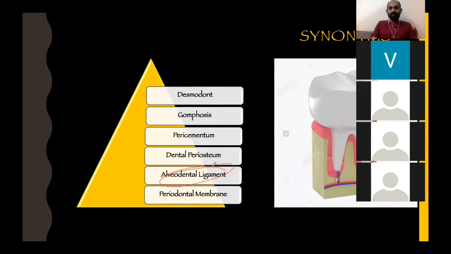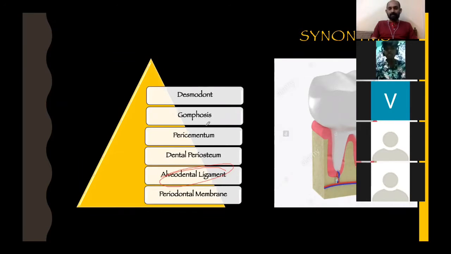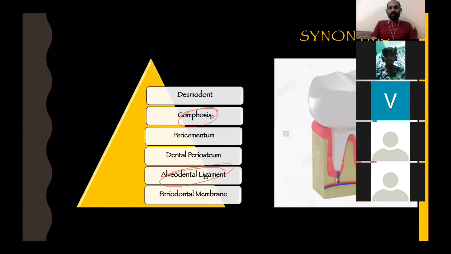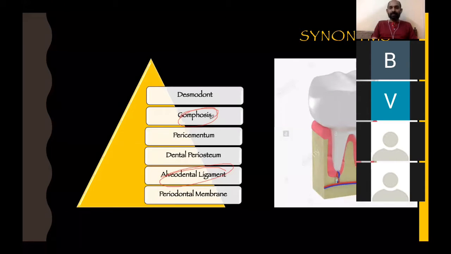Now this alveolo-dental ligament is a term which is important. We will know shortly why this synonym is important. As I go into individual structures, you will know why this alveolo-dental ligament is important. And there is another term which is called as gomphosis. Now, most of your textbooks or most of your internet data shows gomphosis is another term for periodontal ligament. But gomphosis does not refer to a periodontal ligament. It refers to a joint.